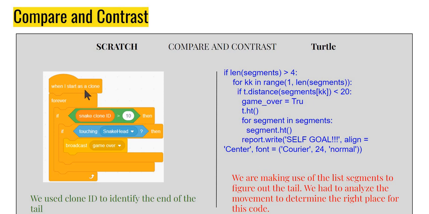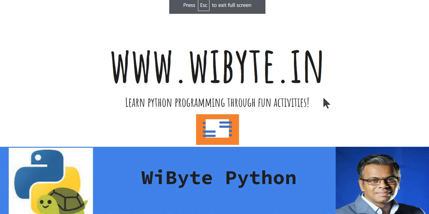Whereas in Scratch, this was a forever loop running in parallel, so it was always happening in some sense. So it's a little bit easier there, but here we have to do more thinking. Also, clearly there's no touching snakehead command. We are using t.distance. Kind of similar, but not exactly the same. And that's interesting. I hope you found this interesting.